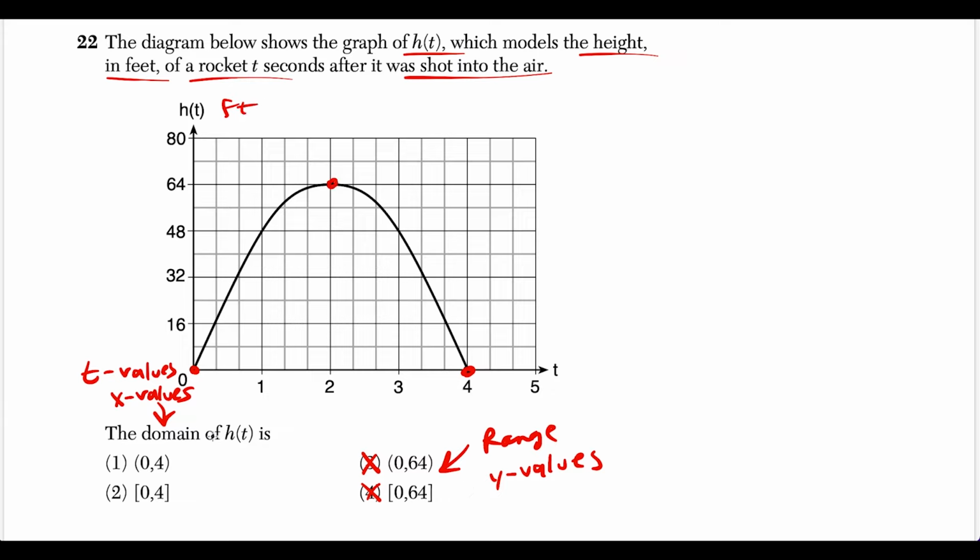But now here, the $1 million question is: is it choice 1 or 2? In this case, we're going to go with choice 2 because the brackets mean that 0 and 4 are included in the domain. That makes sense in the context of the question because we do care about the very start, when the rocket is immediately launched, and the moment that it hits the ground at t equals 4 seconds. So that's why we're going with choice 2 and not choice 1.